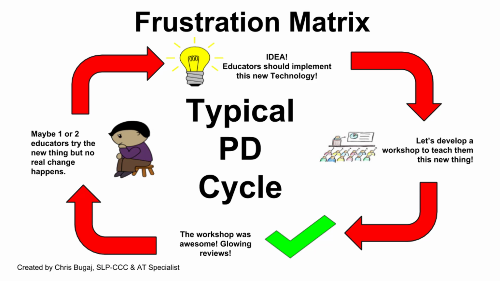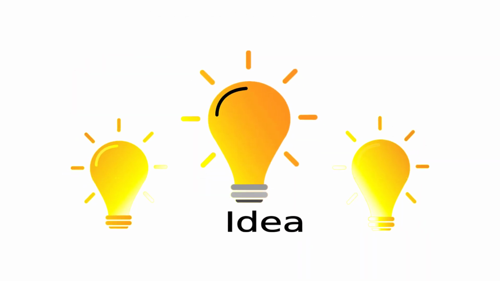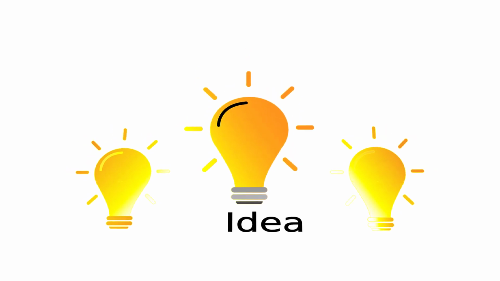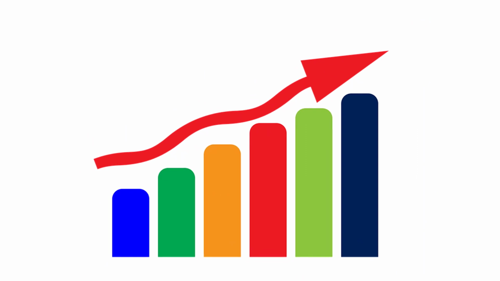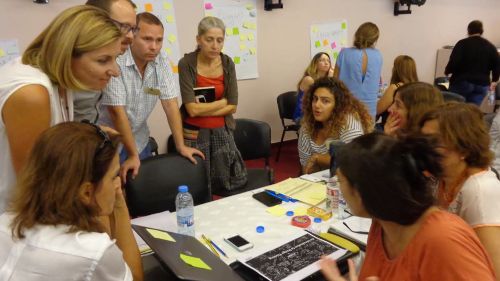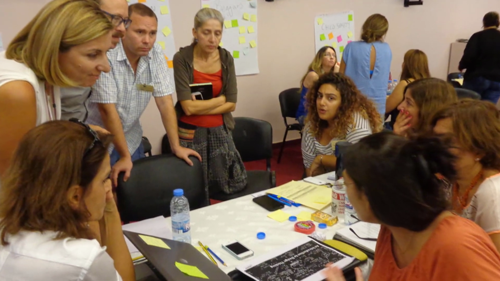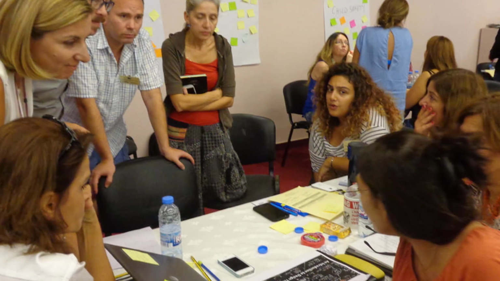How often have you experienced this cycle? An educator finds out about the latest and greatest new thing, a great strategy, or a great piece of technology, and its potential to positively impact student performance is very apparent. So this educator and their agency develop a workshop or a training to teach other educators this latest and greatest thing and how it will impact student learning.